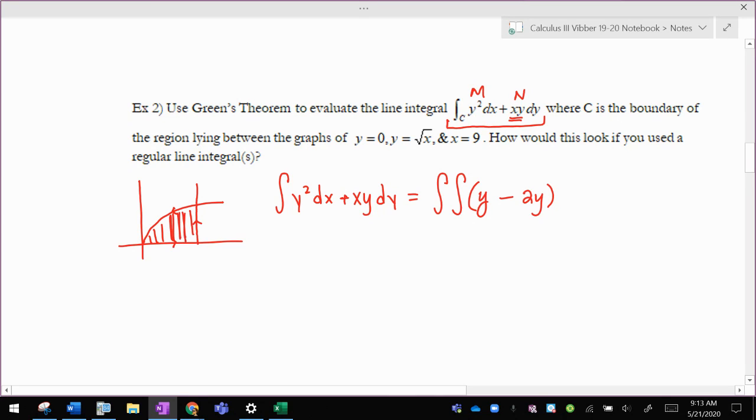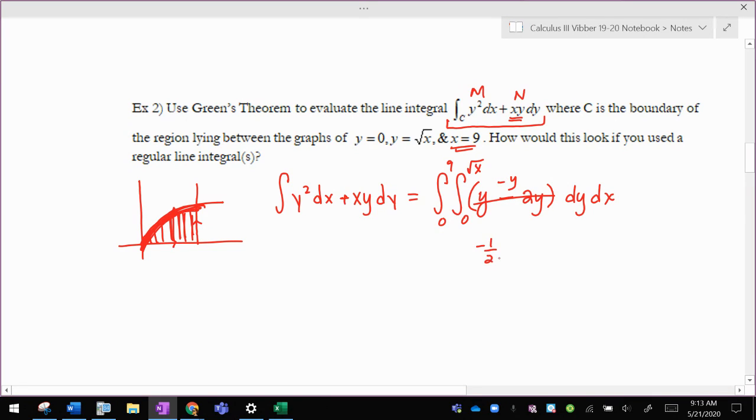This is a vertically simple region, so I'm going to go with dy dx. The top part of my boundary is y equals the square root of x. The bottom part is 0, and x goes from 0 to 9. So then this is y minus 2y, which is really negative y.